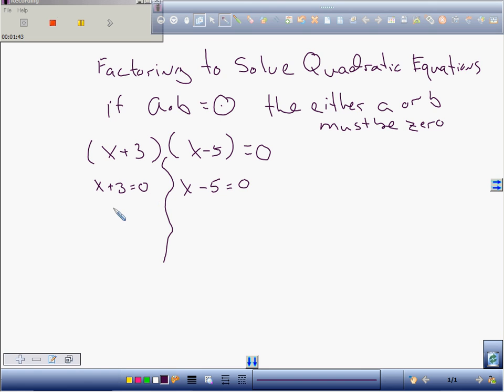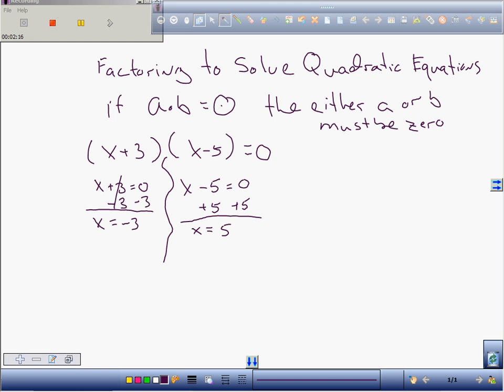What does x have to be if x plus 3 equals 0? Negative 3. You can solve this algebraically, subtract 3, though it's pretty obvious, and you get x equals negative 3. What does x have to be over here? Positive 5. I can add 5 to both sides, and I get x equals 5. That's how you solve something using the zero product property. So what would you write as the answer? x equals negative 3 or x equals 5. There's two answers.